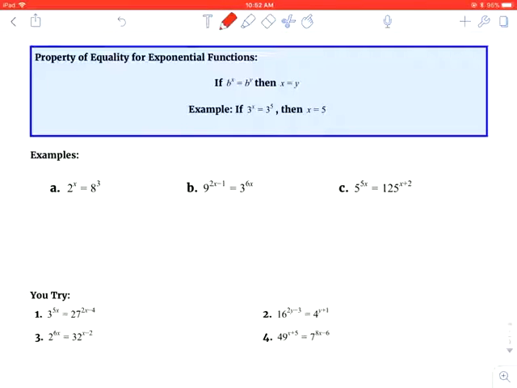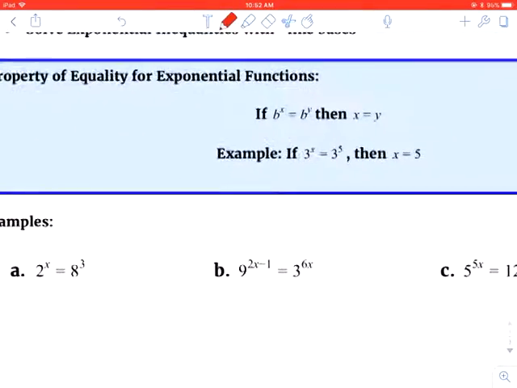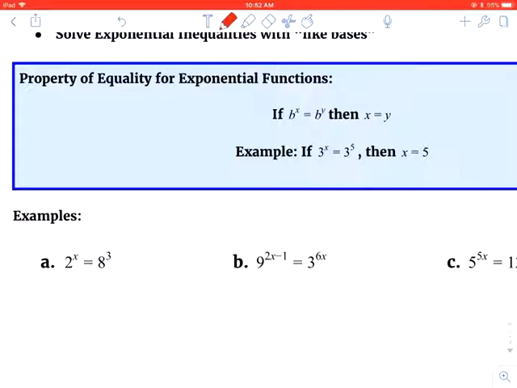Okay, so this is a new thing I'm going to try on the iPad, just a screen recording. These are the notes that we're going to take on Monday in class, but you could go ahead and get a head start and write them down if you want, or you can just listen to me talk through the 3 examples. So the property of equality for exponential functions is written right here.